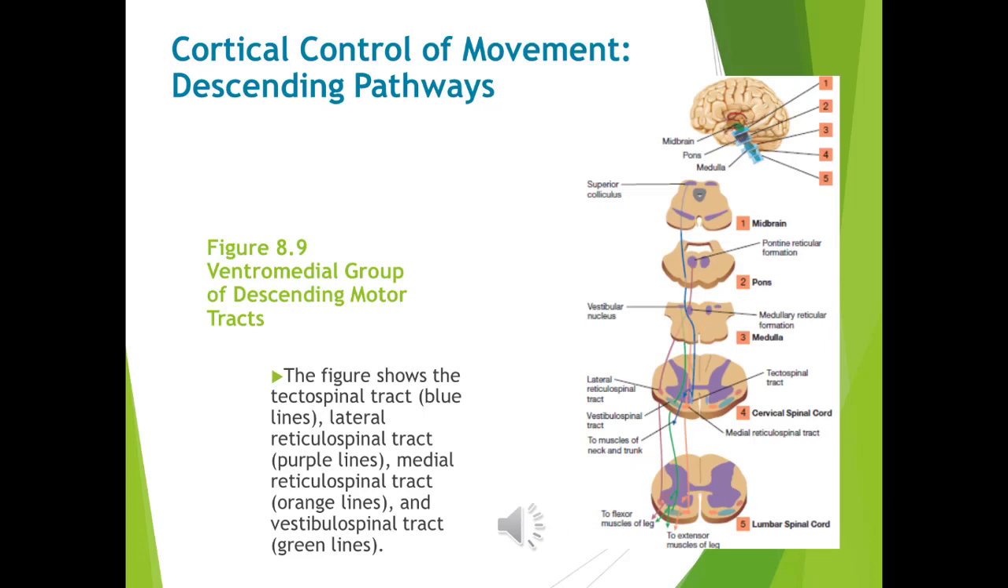With regard to the ventromedial group, you can see that it controls automatic movements such as gross motor movements of muscles of the trunk and coordinated movements that are needed for the maintenance of posture, as well as locomotor movements, walking and running. It includes vestibulospinal tracts, the tectospinal tracts, the reticulospinal tracts, and the ventral corticospinal tract.